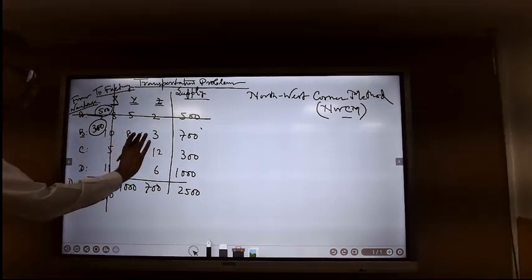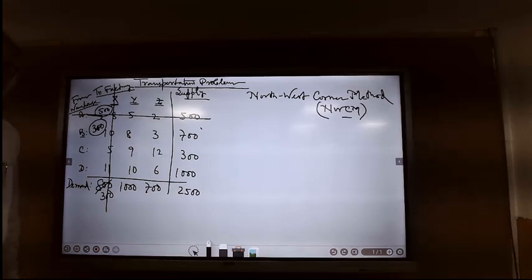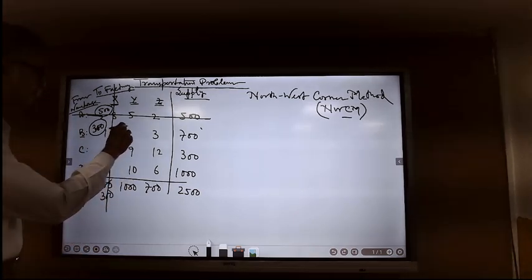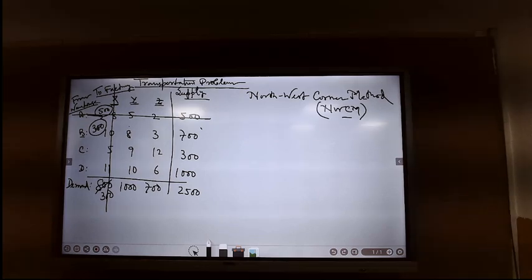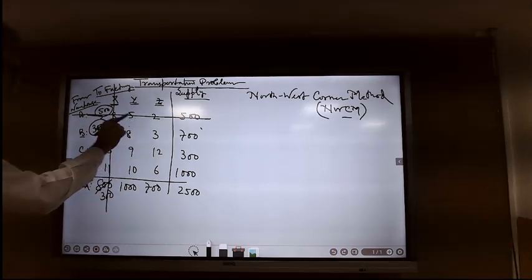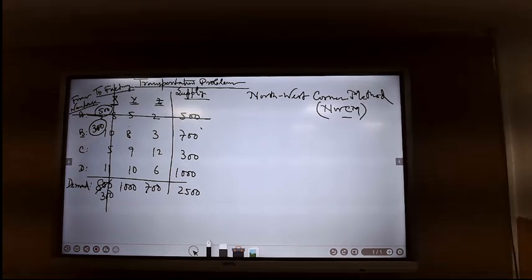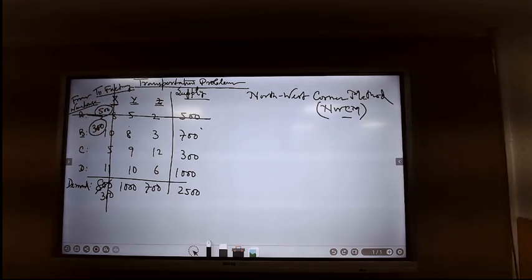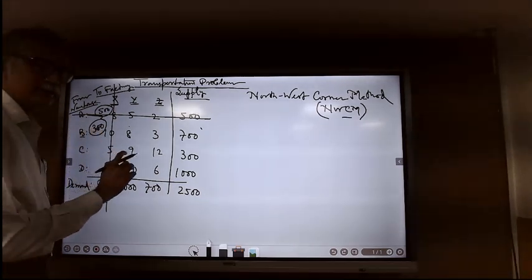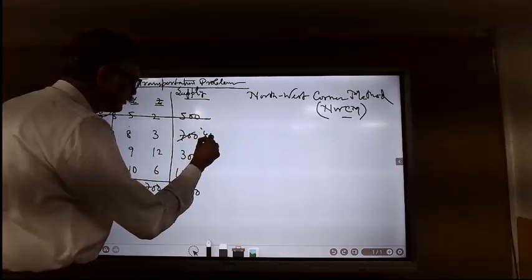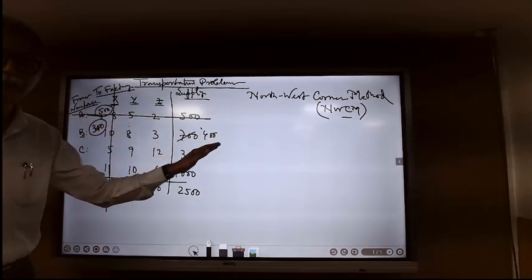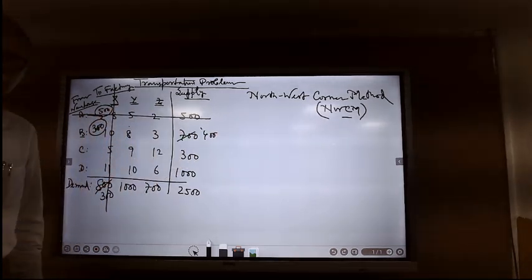If I consider this as my matrix, which one is the northwest corner cell? This one. Once I select this one, it means I want to dispatch materials from B to Y. Since I have dispatched 300 materials earlier, the capacity of B is now 400 only. So B can dispatch only 400 materials.